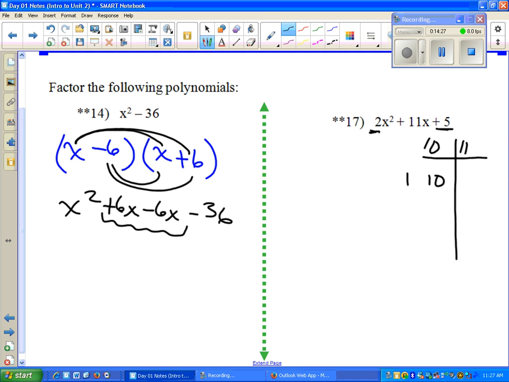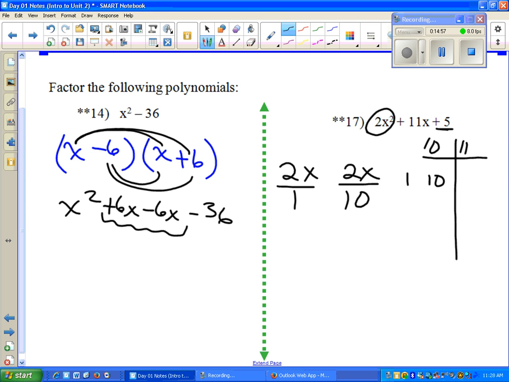I can't write my final factors yet because when I undo factoring its FOIL, I have to have that 2 in front. I don't know which factor the 2 goes with. So I'm going to start by putting 2 with both factors. And I'm going to put the 2 over the 1 and the 2 over the 10.